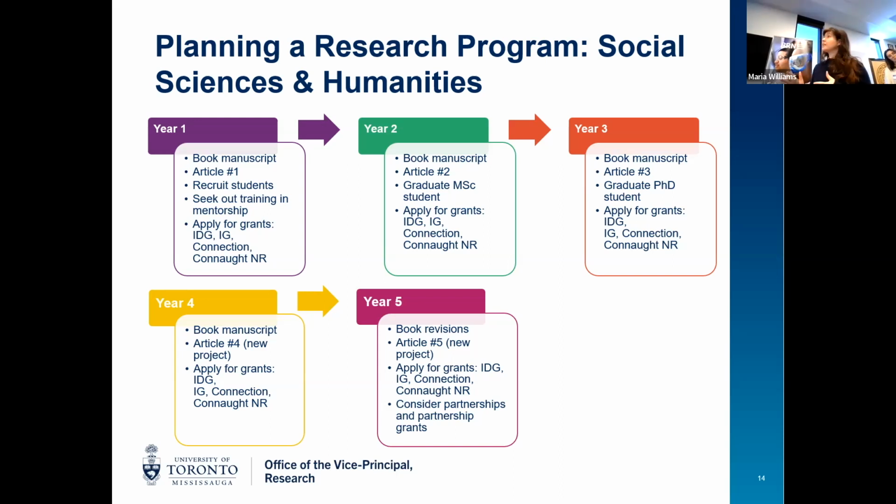Similar with third year, perhaps you will have PhD students at this stage. Perhaps they will be graduating in year 4. And in year 4 and year 5, you would continue with this. But in year 5, presumably you would be doing revisions on your book. Maybe you would have switched to a new project now and have a second project going.